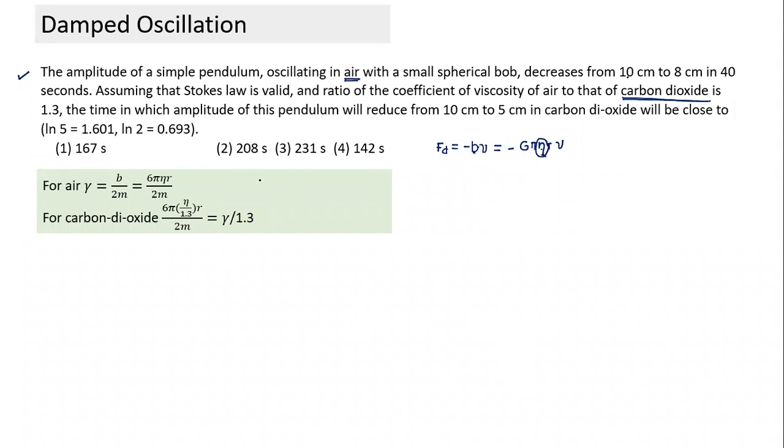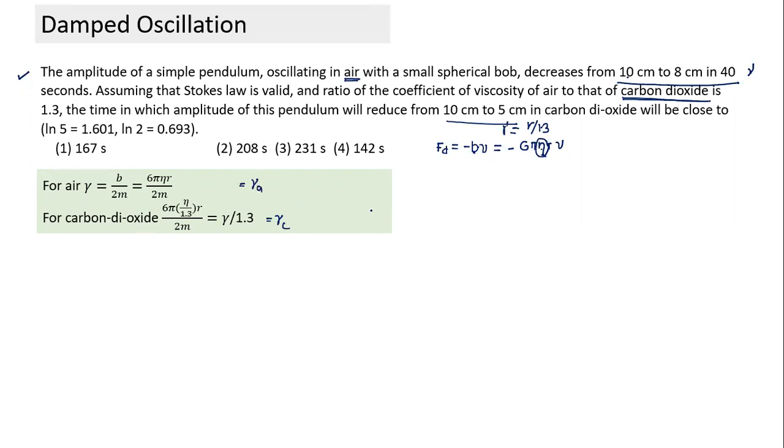So these two things are given. One case is when it is air, and the other is carbon dioxide. In the case of air, I'll use the value of gamma here. When it oscillates in carbon dioxide, I'll use gamma divided by 1.3 in place of gamma dash. That will be gamma C, and this is equal to gamma A. Now the rest is all substitution.